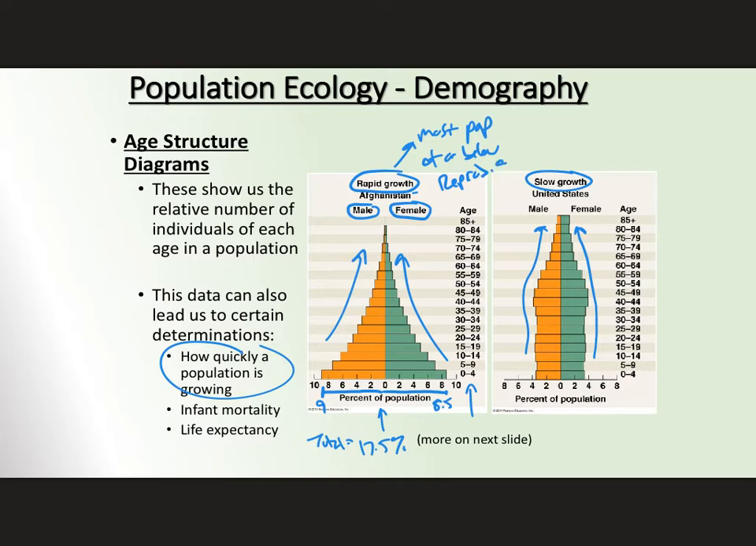Now, the reason you got rapid growth here, right, is most of the population is at or below reproductive age, meaning that there's a lot of potential for birth in this Afghanistan age structure diagram. Humans, it still tapers toward the top, so there's still a lot of people in here, still a lot that are at reproductive age, but it doesn't look quite as sharp, and it's not quite as broad down here. So we would say this is growing, but a little bit slower than this one on the left.